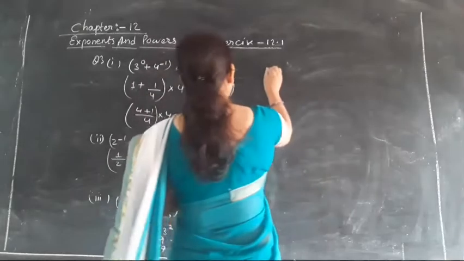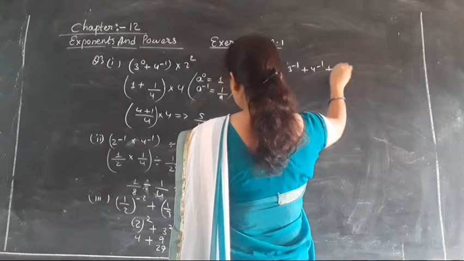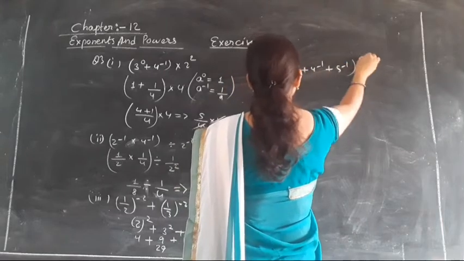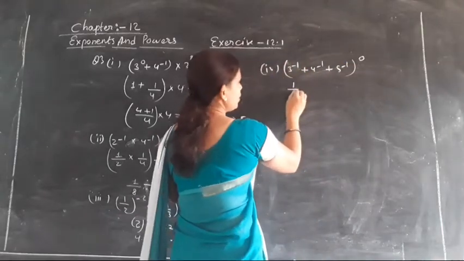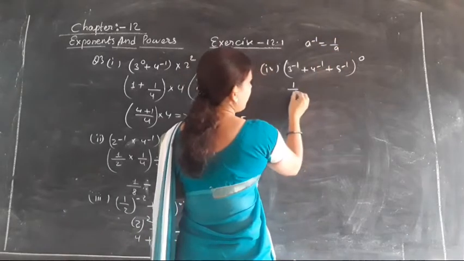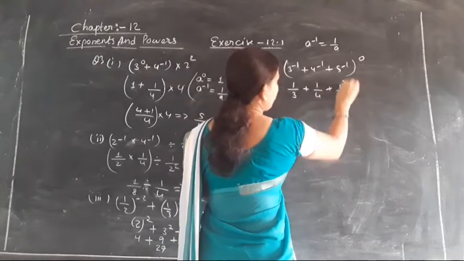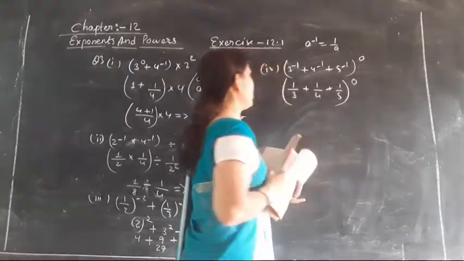Similarly, question number 3, the fourth part we are having. In the fourth part, (a to the power minus 1 plus 4 to the power minus 1 plus 5 to the power minus 1) whole to the power 0. So dear student, using the laws of exponent, a to the power minus 1 is equal to 1 upon a. As we are having here (1 upon 3 plus 1 upon 4 plus 1 upon 5) whole to the power 0, isn't it?